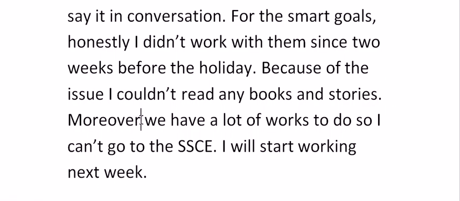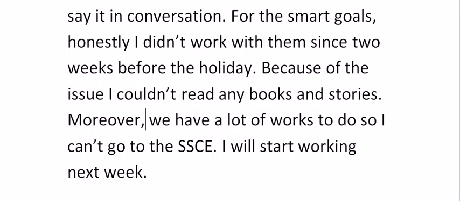Moreover, another linking word. She's using good linking words, but you need to follow them by commas. We have a lot of works to do. Okay. A lot of works. Work is always uncountable. In Arabic it can be countable, in English not. So it's always a lot of work to do. I can't go to the SSC. Okay, so this is at the moment. You can't go to this is a Student Success Center. Okay, and finally, I will start working next week.